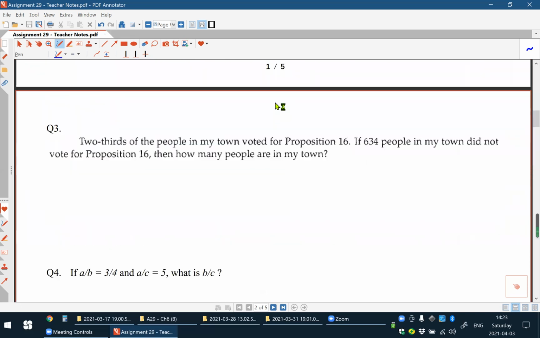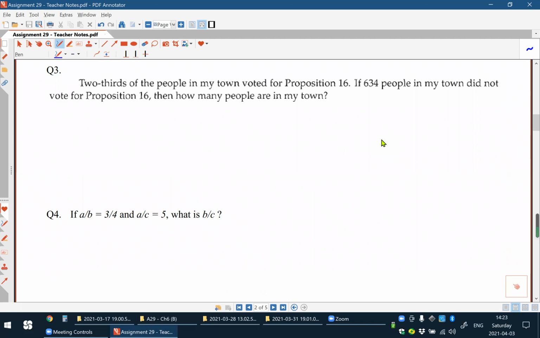No? Okay, let's see question 3. 2/3 of the people in my town voted for Proposition 16. If 634 people in my town did not vote for Proposition 16, then how many people are in my town? Okay, so we want to know how many people are in my town. So suppose we denote this number as X. Suppose there are X people in my town.